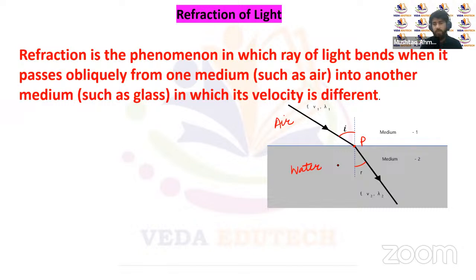This phenomenon will be explained using the Huygens principle in the wave optics chapter. So actually, we cannot explain it here. We'll be explaining this in the Huygens principle: why the bending actually takes place when the light slows down from one medium to another. This will be explained in that chapter. So the frequency of the light does not change upon changing the medium, only the velocity and wavelength change.